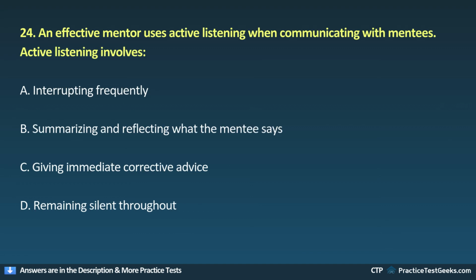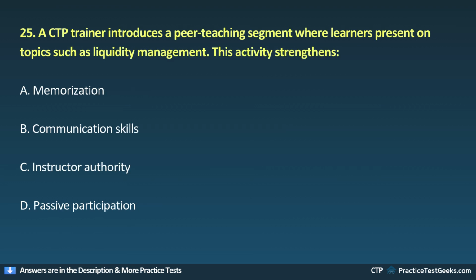24. An effective mentor uses active listening when communicating with mentees. Active listening involves A. Interrupting infrequently. B. Summarizing and reflecting what the mentee says. C. Giving immediate corrective advice. D. Remaining silent throughout.